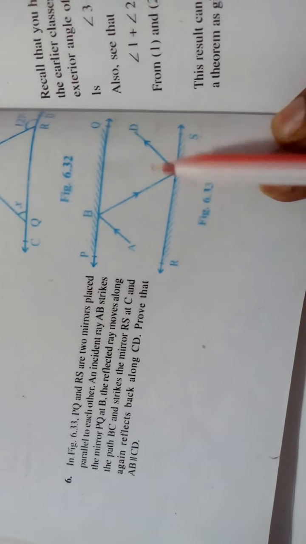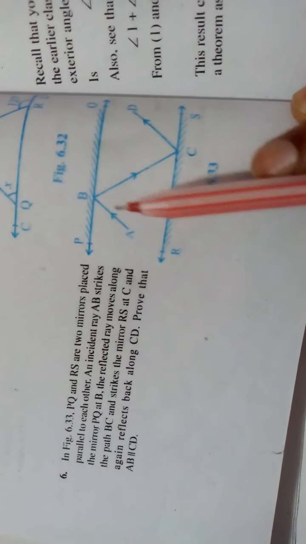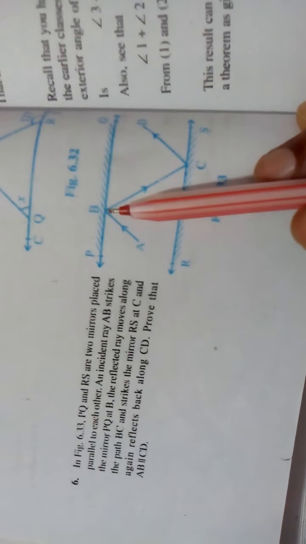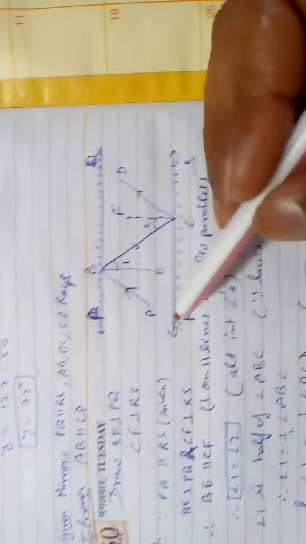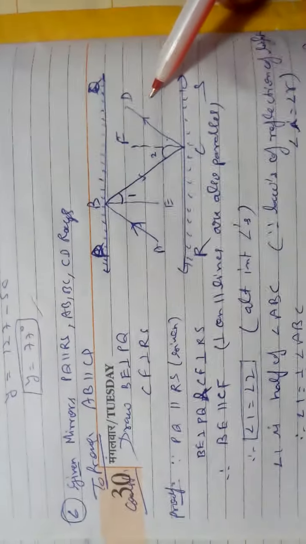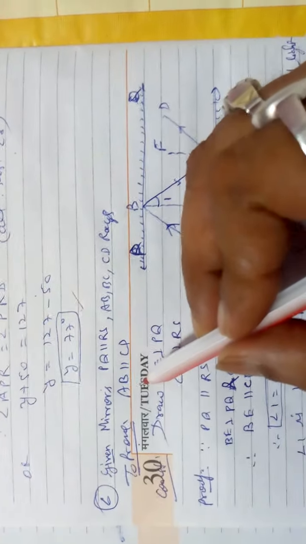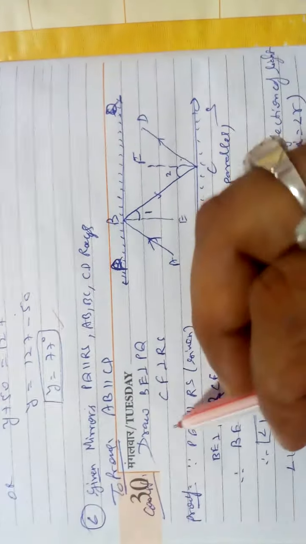Two mirrors PQ and RS are parallel to each other, and there is a ray incident at PQ, which then reflects and is incident at RS, and then reflects and goes to D. You want to prove AB is parallel to CD. For this we apply the physics as well as the construction.